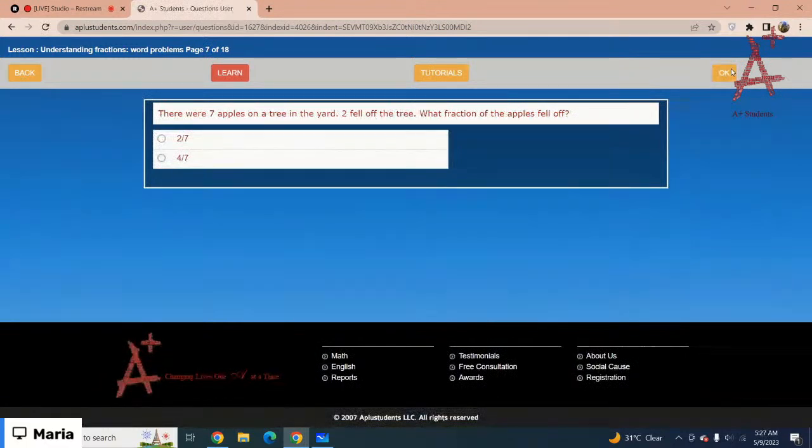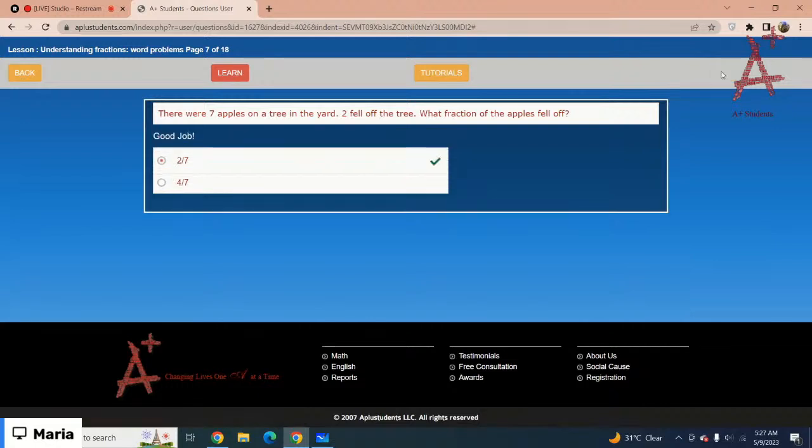There are 7 apples on a tree in the yard. 2 fell off the tree. What fraction of the apples fell off? Yes, it would be 2 out of 7. Got it. So the correct option is option number 1. It would be 2 out of 7.